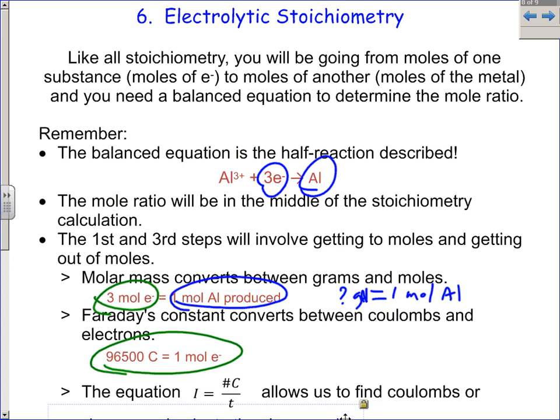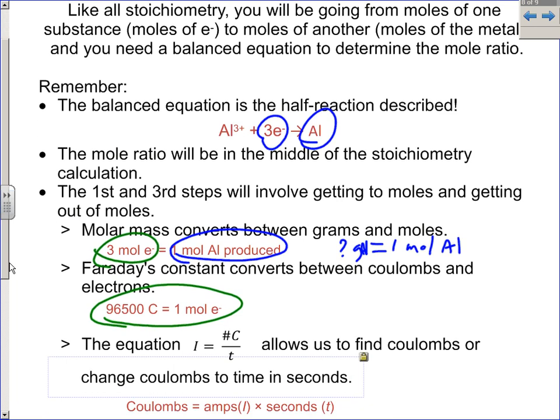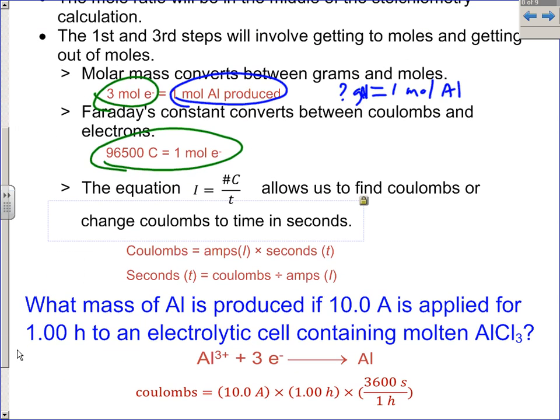And that really leaves, well, how do I get to coulombs or how do I get out of coulombs? Well, that last thing is the current equation. I equals the number of coulombs over the time in seconds. Now remember on the equation sheet, this is going to look like I equals Q over T. And what you really need to remember here is if we want to find coulombs so that we can change coulombs to electrons and then electrons to moles of our metal and then moles of our metal to grams of our metal, we need to do this at the beginning. We need to take our amps times our time in seconds, and that would give us our coulombs that we could plug in and start our stoichiometry with.